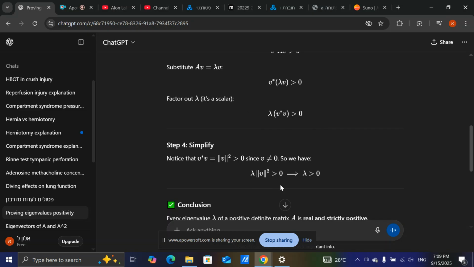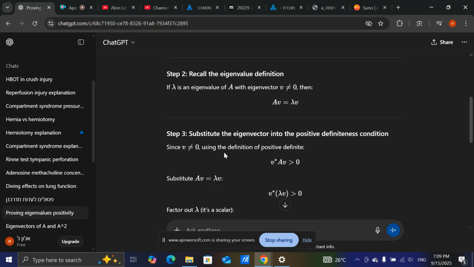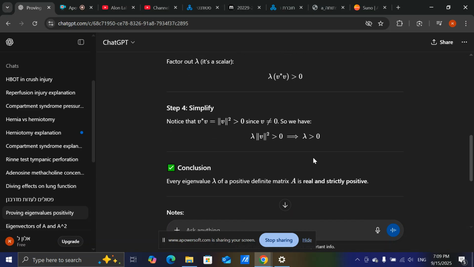Now you can divide by the squared norm of v, because you know it's not 0. Why is it not 0? Because we are talking about an eigenvector, and by definition an eigenvector is not the zero vector, so the norm cannot be 0. So you can divide by it. So it must be greater than 0. And when you divide, you are left with λ, and what is left is that λ is greater than 0.